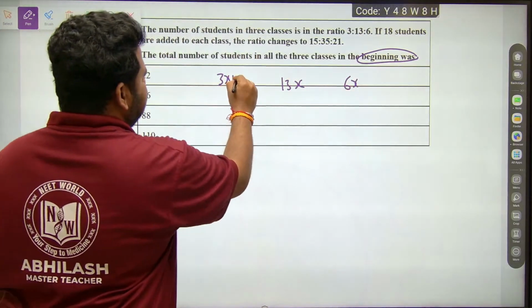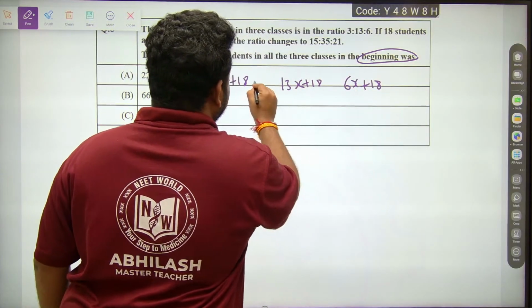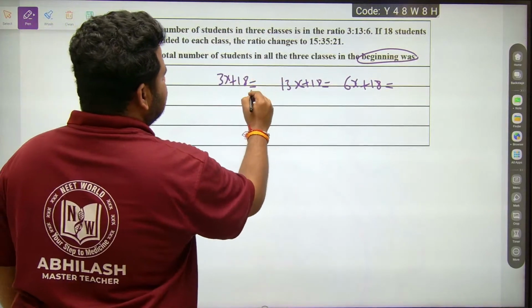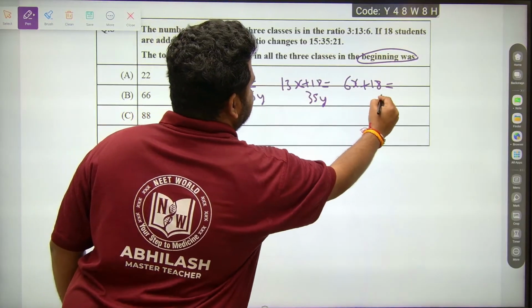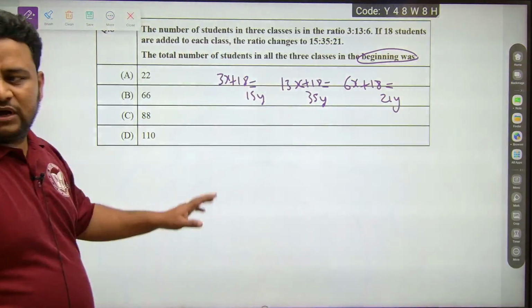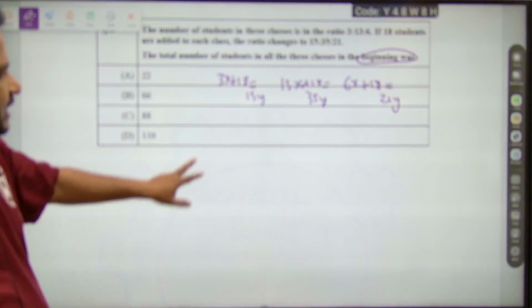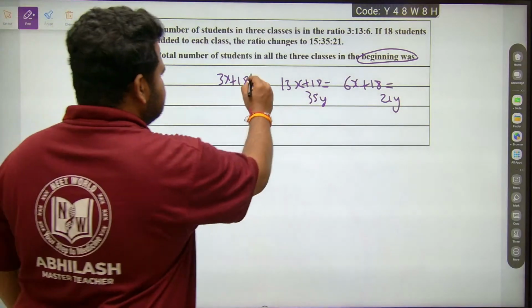If I add 18 here, I should add 18 here also, and here also. What am I getting? Some new value here, and here also some new value. What I am getting is this will be 15y, this will be 35y, and this will be 21y. Now what I want is the value of x. To get the value of x, I can solve these two equations, correct?